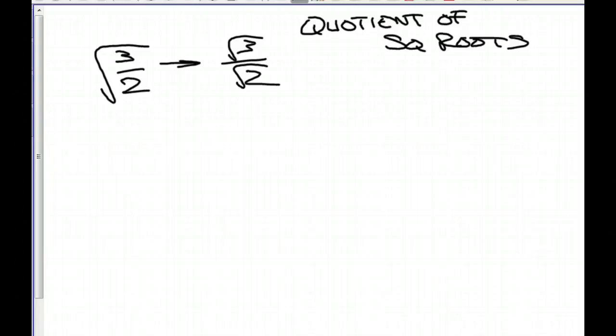Okay, so when you break this down into the square root of the numerator over the square root of the denominator, it's called a quotient of square roots because that sign there, this long sign here, is not a fractional symbol. It's a division symbol. So it's the square root of 3 divided by the square root of 2.